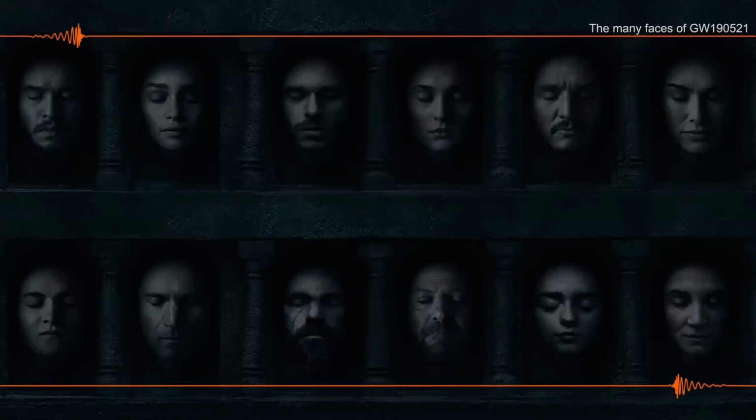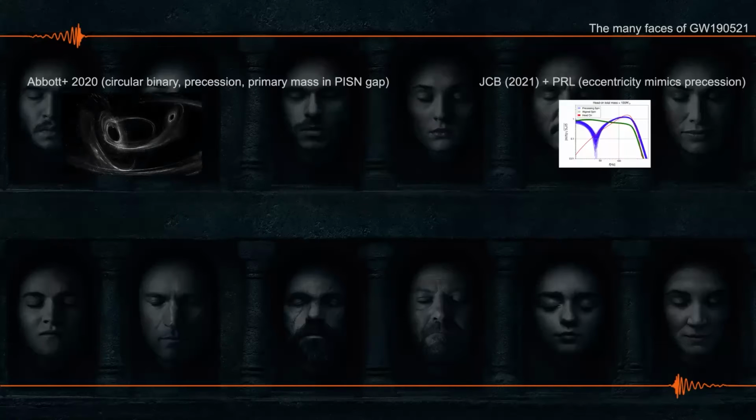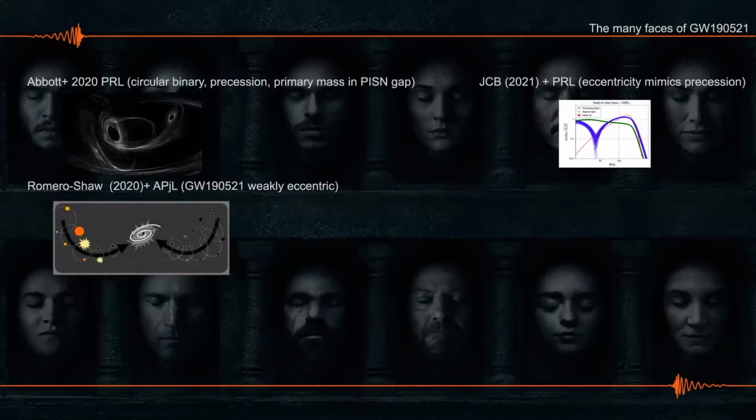So this has raised many interpretations, or many possible faces, of this event. So the first one, LIGO-Virgo: circular, precessing. Then this can be confused with eccentricity. So therefore, there have been people that have actually tried to reproduce this event with actual eccentricity, and they've seen that things look consistent.